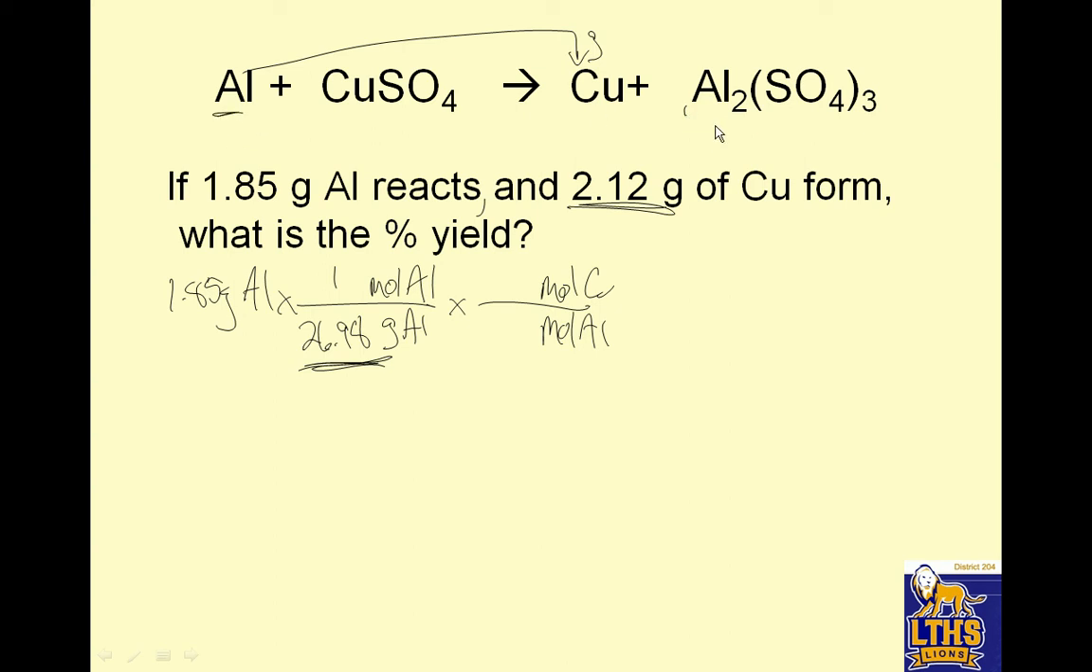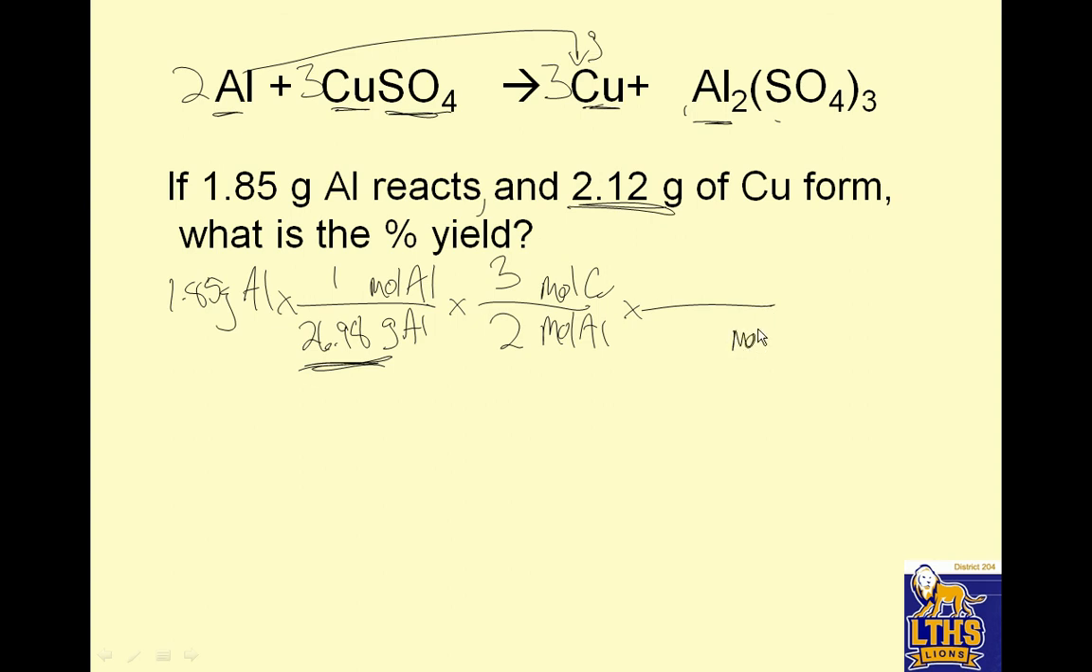This side I have one aluminum, this side I have two aluminums. This side I have one copper, this side I have one copper, that's okay. This side I have one sulfate, this side I have three sulfates. Three sulfates means three coppers. There we go, we balanced it. So whenever you have moles over moles, make sure your equation is balanced. Moles of copper, three. Moles of aluminum, two.